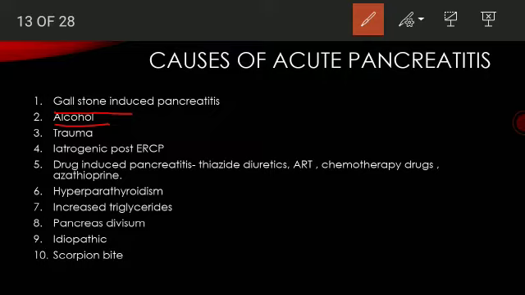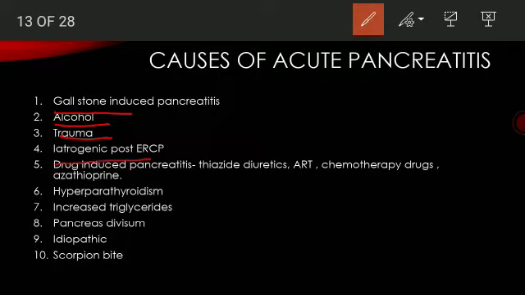Also, chronic alcohol ingestion results in secretion of protein-rich pancreatic fluid that leads to deposition of inspissated protein plugs and obstruction of small pancreatic ducts, which causes acute pancreatitis. Alcohol is the second most common cause of acute pancreatitis. Trauma is the most common cause in children.